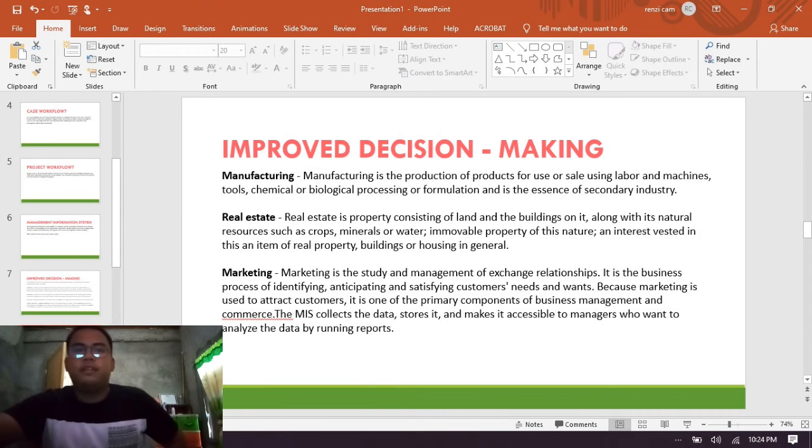Number 7, marketing. Marketing is the study and management of exchange relationships. It is the business process of identifying, anticipating, and satisfying customers' needs and wants.